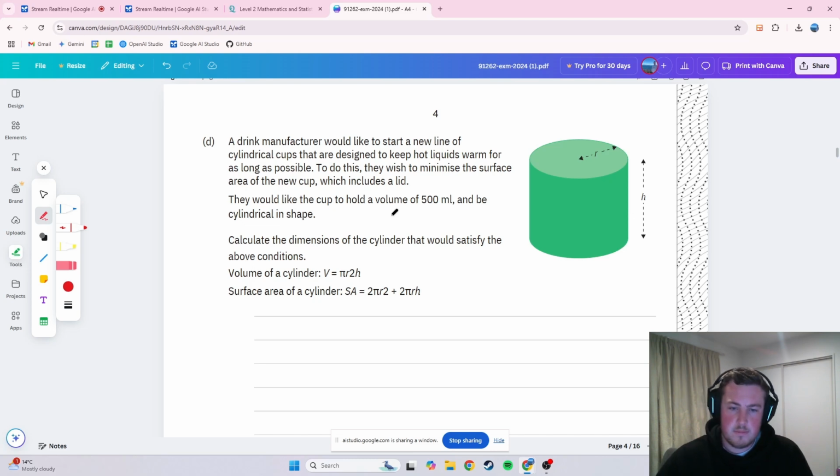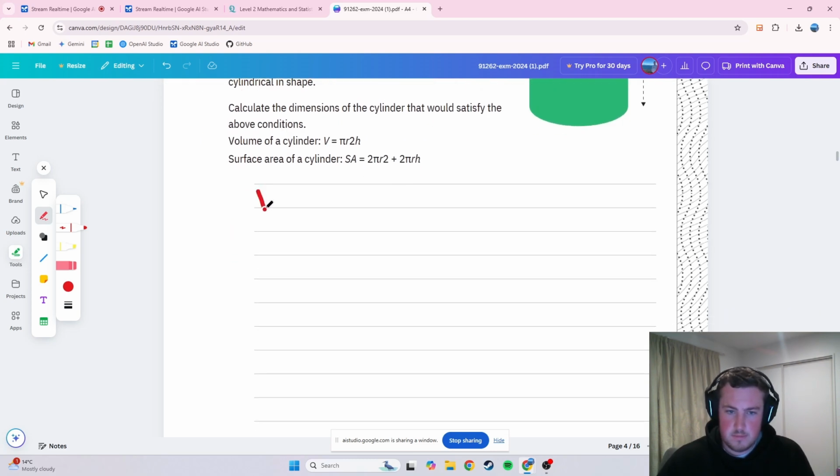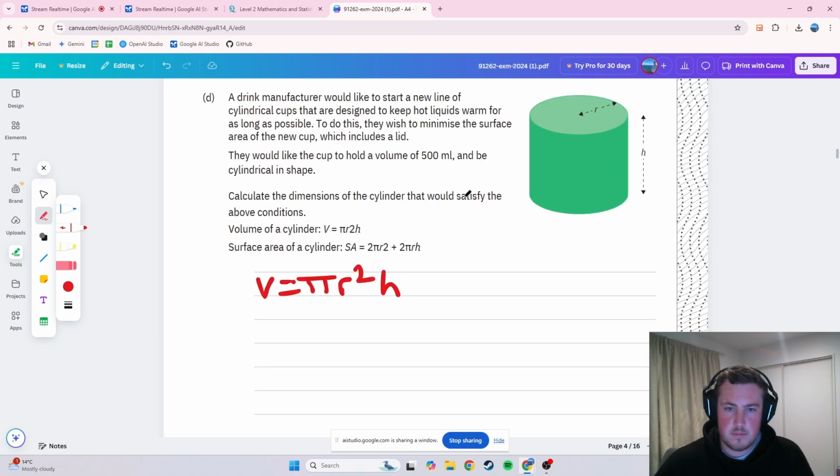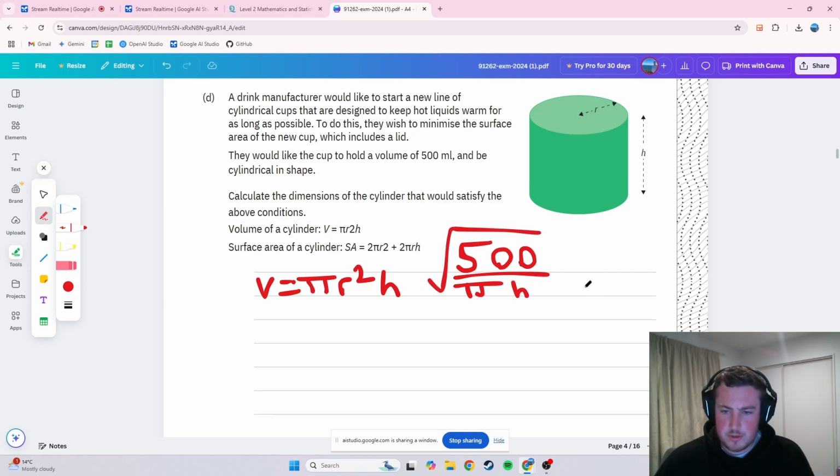The volume of a cylinder is given by V equals pi r squared h. Since we know the volume is 500 milliliters, we can rewrite this as 500 equals pi r squared h. Can you rearrange this to express h in terms of r? Yep, so if we want to rearrange this, we'll take it all over, and the volume's 500, so it'd be 500 over pi h. And then to do the opposite of that, we square root both sides. So is that correct there?